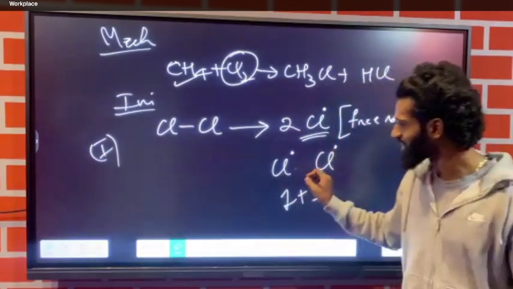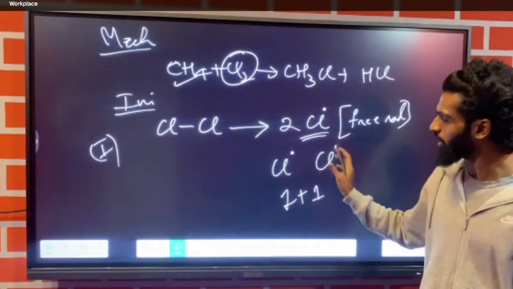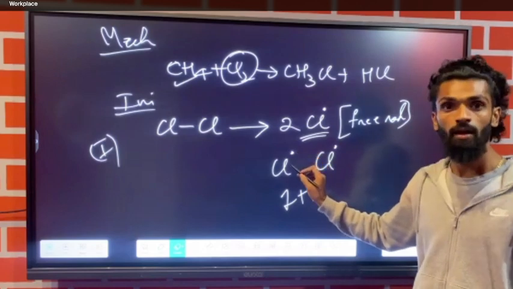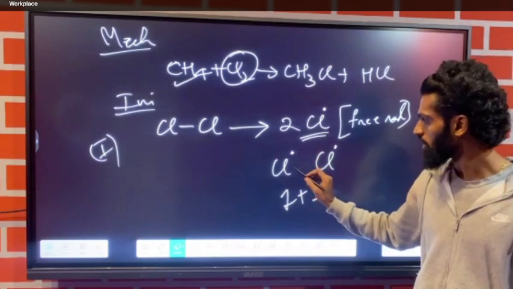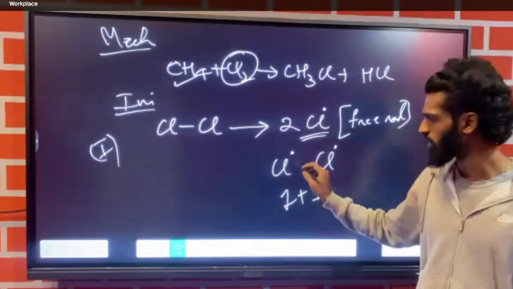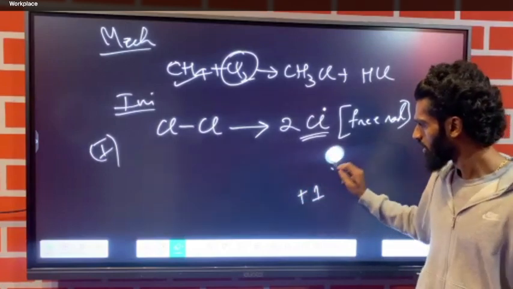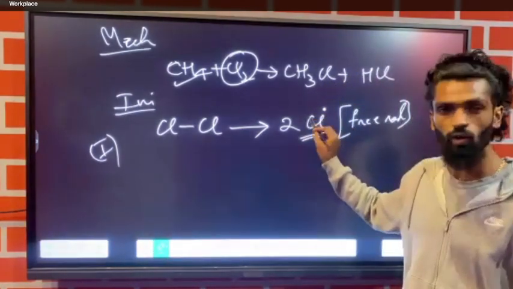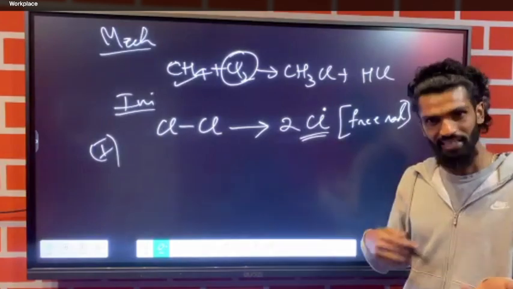It's like instead of writing Cl dot, I combined them and wrote it. It's an electron. Like you can write 2 dots, no? Why do you write 2 on chlorine? I thought the bond breaks and forms electrons. It is an electron only. It's just that I called it a radical.